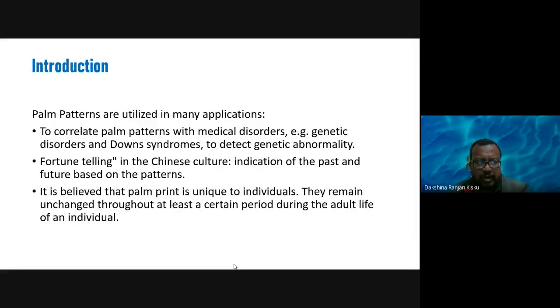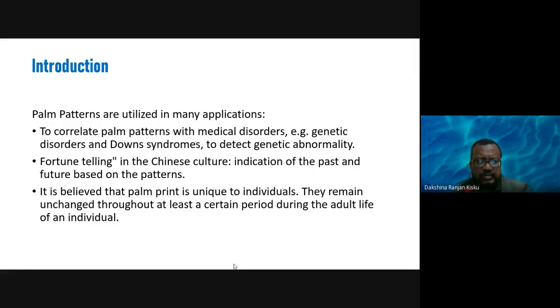Now, palm patterns can be utilized in many applications. We have seen palm patterns correlated with medical disorders like genetic disorders, Down syndrome, to detect genetic abnormality. It is also used for fortune telling in Chinese culture, as an indication of past and future based on the patterns. It is believed that the palmprint is unique to individuals and remains unchanged throughout at least a certain period during the adult life of an individual.